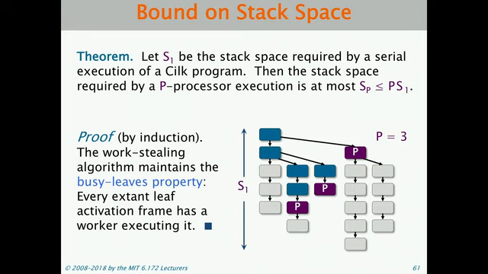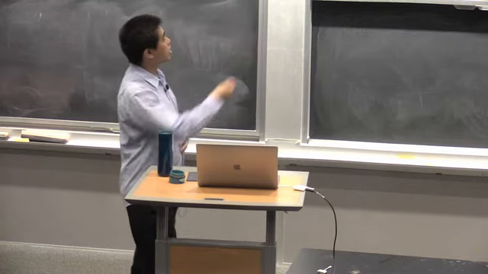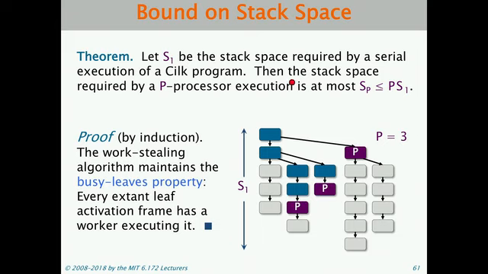And now for each of these processors, the amount of stack space it needs is a stack space for its own task and then everything above it in this computation DAG. And we can actually bound that by the stack space needed by a single processor execution of the Silk program, S1, because S1 is just the maximum stack space we need, which is basically the longest path in this graph. And we do this for every processor, so therefore the upper bound on the stack space required by P processor execution is just P times S1.